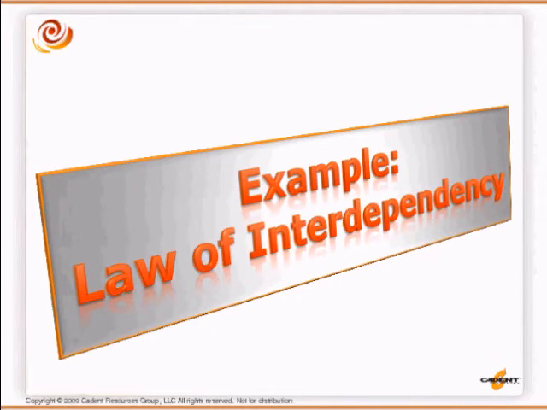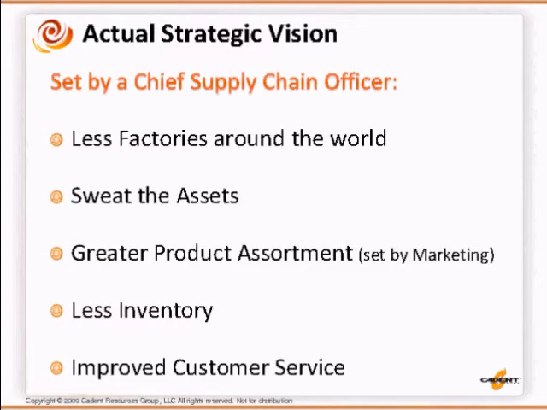And the first one is the law of interdependency. This is an actual strategic vision, and is set by a chief supply chain officer once upon a time at a company I may or may not have worked for. The vision was set as follows. Five things. Less factories around the world, sweat the assets, which means greater utilization of the factories, driving the OEE higher and higher. Greater product assortment. This is something marketing wanted. So more SKUs, less inventory globally, and improved customer service.